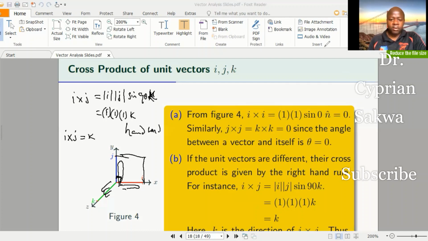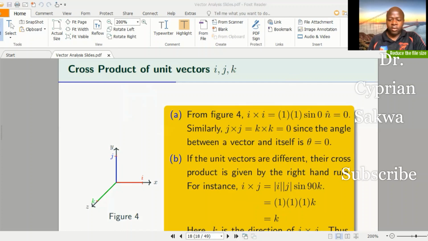Now, what about J cross K? Let's again do that. J cross K will be given by the magnitude of J times the magnitude of K times sine 90 times U. What is U?